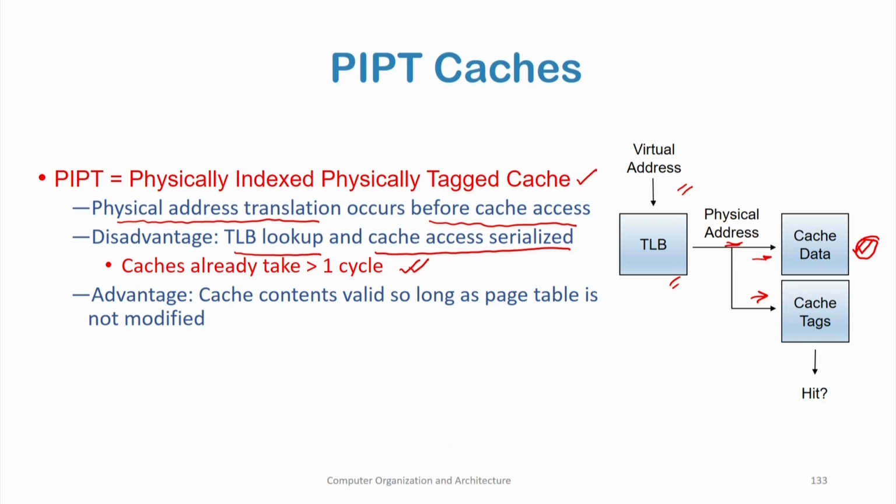So, this happens even if the data is present in the cache. However, the advantage of this scheme is that cache contents remain valid so long as the page table is not modified. We will be able to appreciate this advantage a bit later when we see how this problem of the TLB being within the critical path of data access is solved.